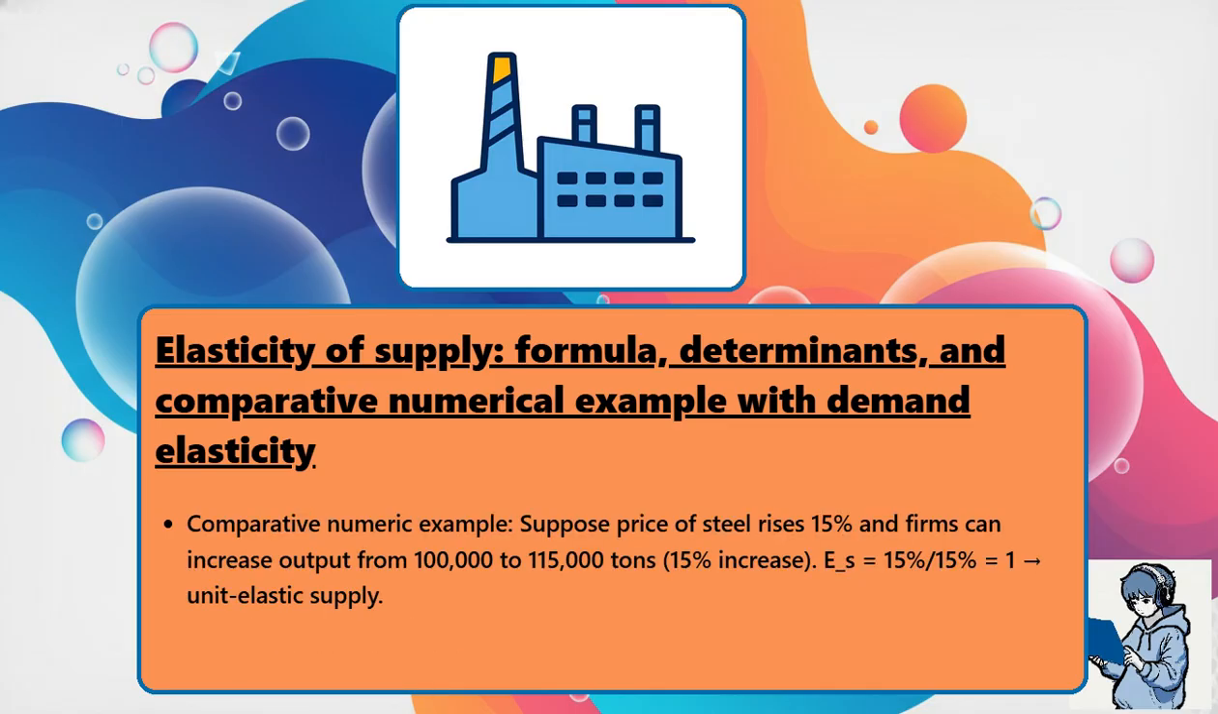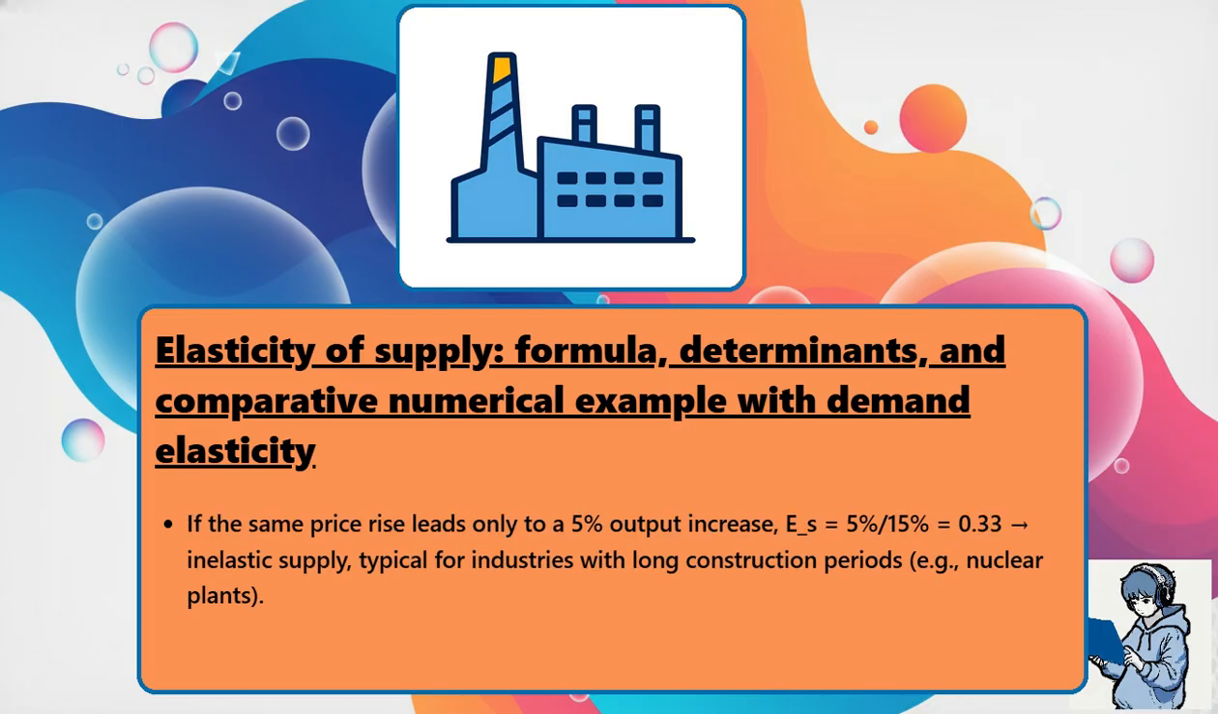Comparative numeric example. Suppose price of steel rises 15% and firms can increase output from 100,000 to 115,000 tons, 15% increase. E sub S equals 15% divided by 15% equals 1, unit elastic supply. If the same price rise leads only to a 5% output increase, E sub S equals 5% divided by 15% equals 0.33, inelastic supply, typical for industries with long construction periods, for example nuclear plants.